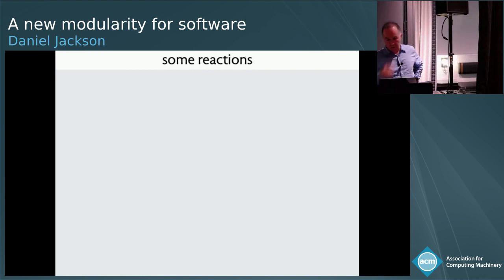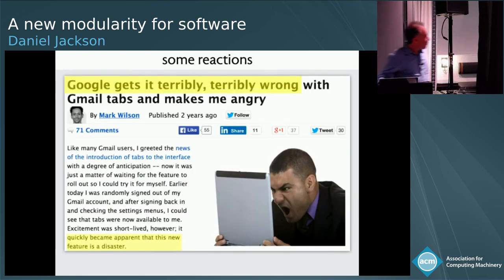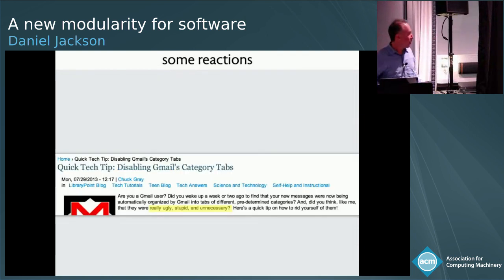Well, if you looked in the blogosphere, it wasn't exactly congratulatory. This feature was described as super confusing. Another writer said, Google gets it terribly, terribly wrong. It quickly became apparent that this new feature is a disaster. And as often happens, and this must be the most demoralizing thing for an application developer, one of the first things that came up if you Google categories was how to turn them off. Shortly afterwards, tech tip, how to make categories not happen.